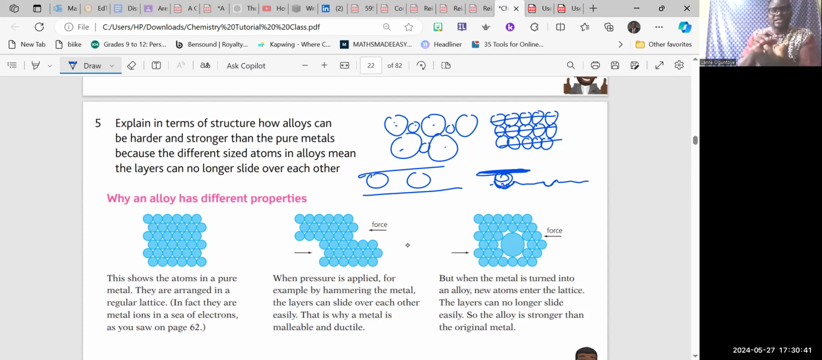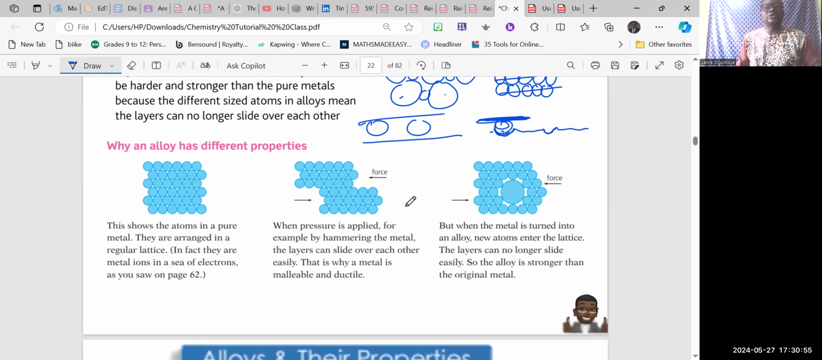That means it's no longer malleable. It can no longer slide over one another, and if it can no longer slide, it's going to be hard. That constitutes the hardness of the metal. So this is why alloys are stronger and harder than pure metal. Apart from that, if you use mixtures of metals that are resistant to corrosion, like chromium, palladium, rhodium, then yes, Farida, you raised your hand.